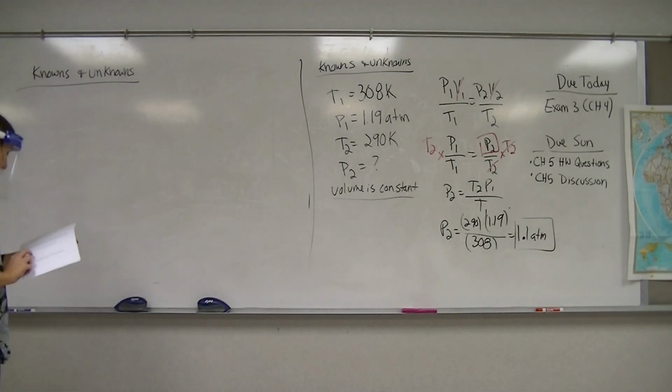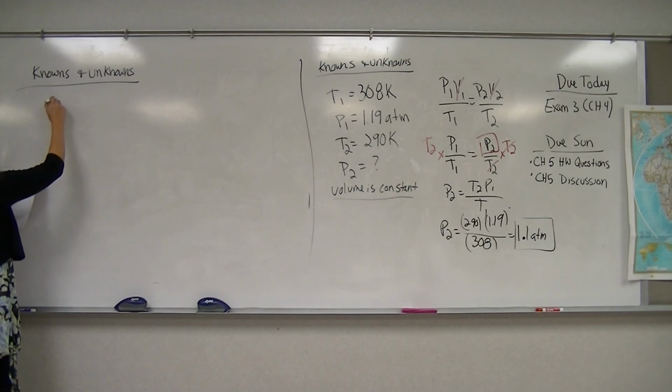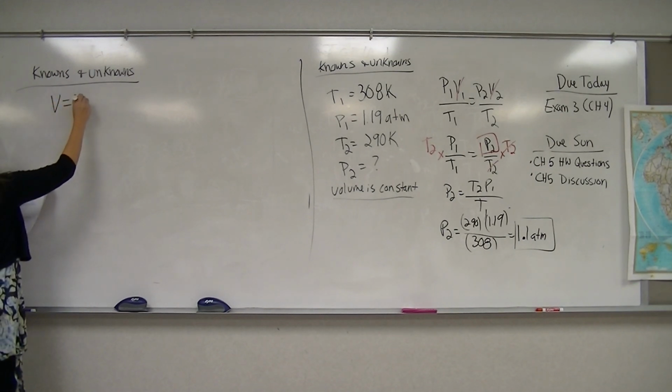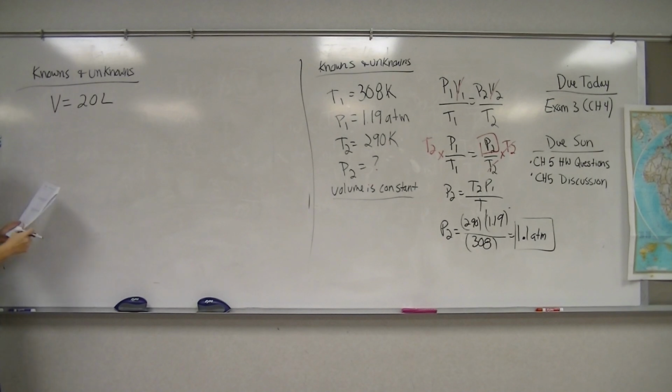So let's look at number 5. Number 5 has cyclopropane used as a general anesthetic. So if a sample was stored at 2 liters, so volume 2 liters, and the container is at 10 atm.